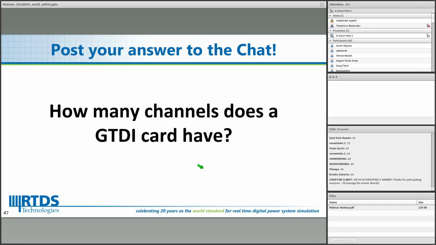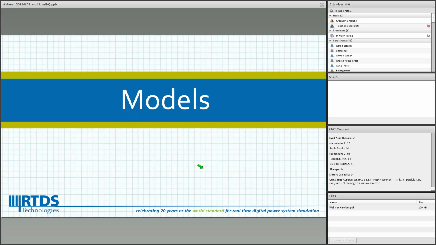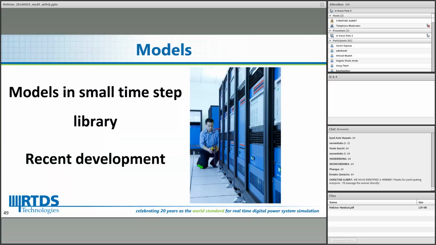I can move over into the next topic, which is regarding the available models in the RTDS Power Electronics Simulation Library. We'll have a look at those existing models first, then we can move over into the more recent developments in terms of power electronics simulation in RTDS.